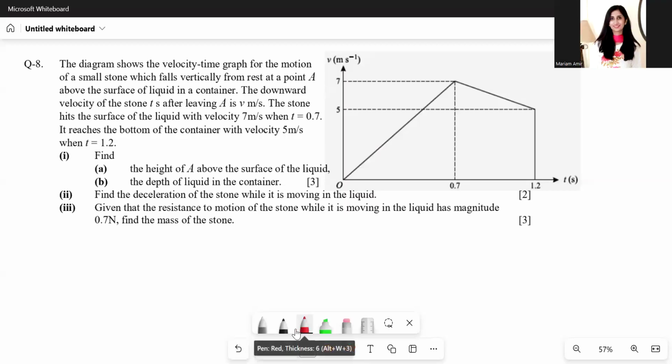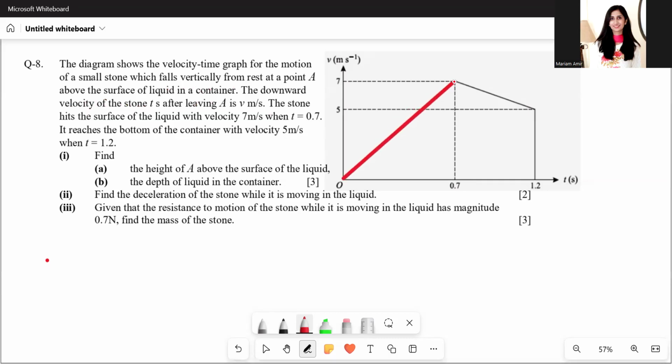Question number 8 of the worksheet on forces in motion. The diagram shows the velocity time graph for the motion of a small stone which falls vertically from rest at a point A above the surface of the liquid in the container. The downward velocity of the stone t seconds after leaving A is v. Okay, so this is represented by these lines.